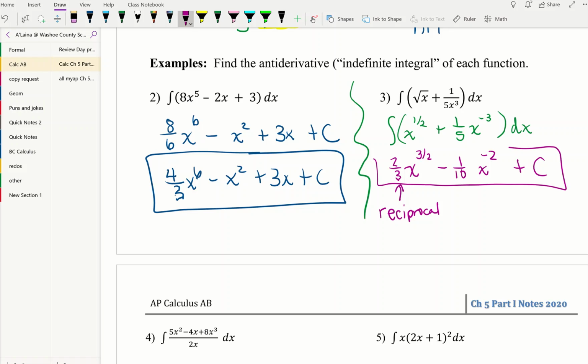It's quite common for students to forget the plus C. And when Mr. Gannon and I grade your test, you get 1 point for the plus C, and you lose 1 point if you forget the plus C for every problem. So please make sure you remember it.